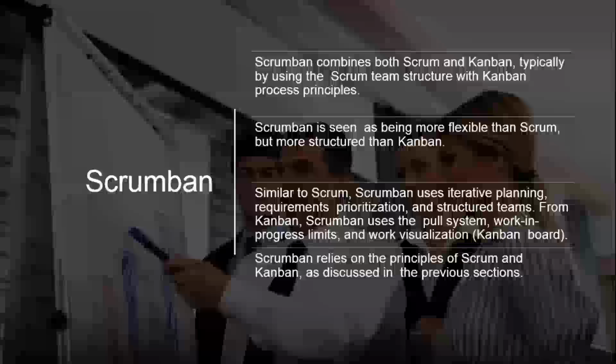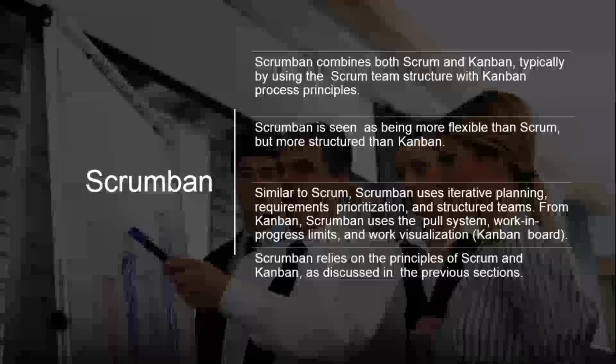Scrumban combines both Scrum and Kanban, typically by using the Scrum team structure with Kanban process principles. Scrumban is seen as being more flexible than Scrum, but more structured than Kanban. You could call it the best of both worlds, if you will. Similar to Scrum, Scrumban uses iterative planning, requirements prioritization, and structured teams. From Kanban, Scrumban uses the pull system, work in progress limits, and work visualization, the Kanban board. Scrumban relies on the principles of Scrum and Kanban, as discussed previously.